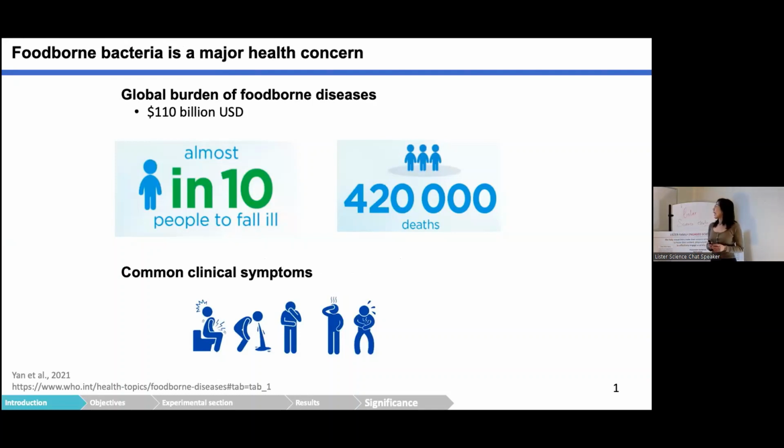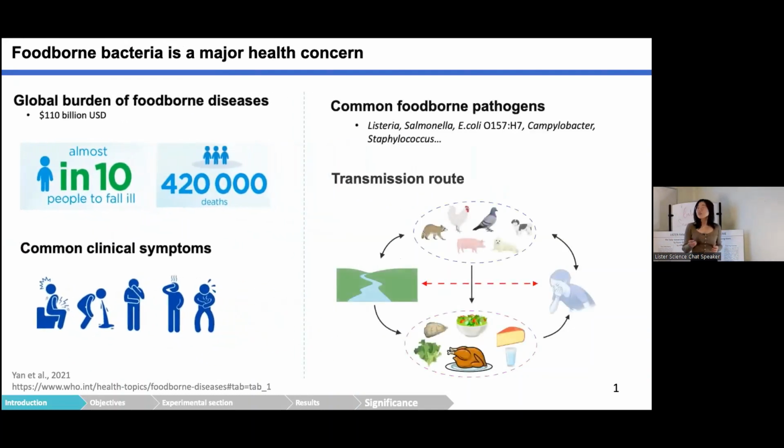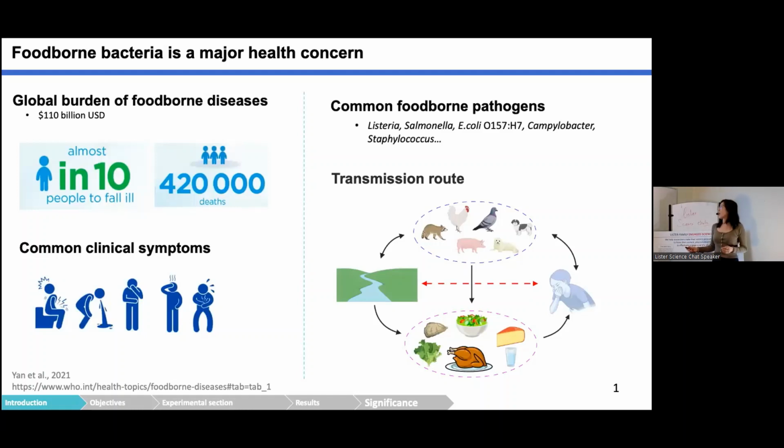So the common foodborne pathogens, you may have heard of them or not, include Listeria, Salmonella, E. coli, those three you may be familiar with, and then Campylobacter and Staphylococcus. Those bacteria can be very easily transferred to human beings because they exist almost everywhere, like in the environment, the water, the animals, and all different types of food. So they can be easily transferred to us, and it's closely related to our daily life. You cannot get rid of them.